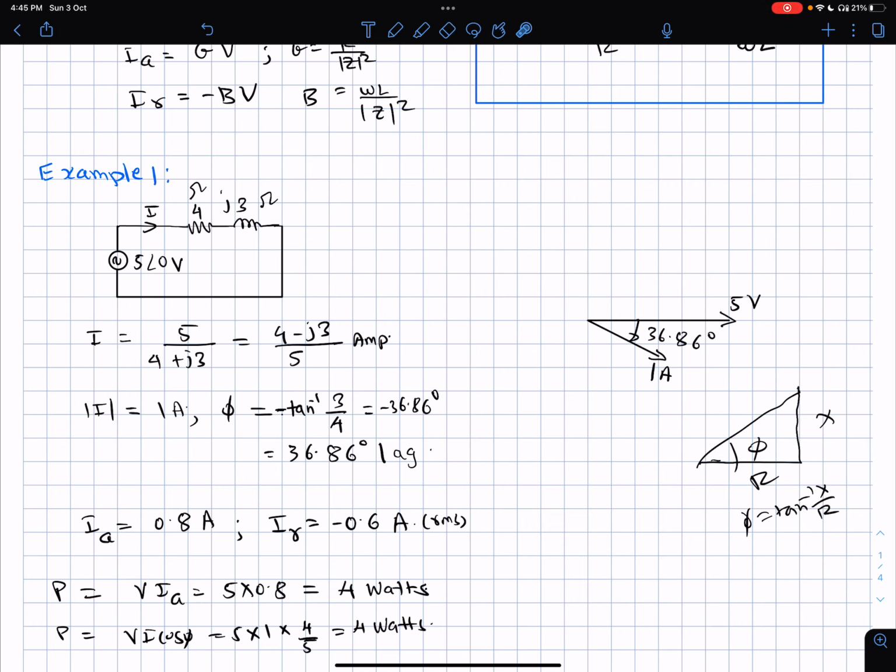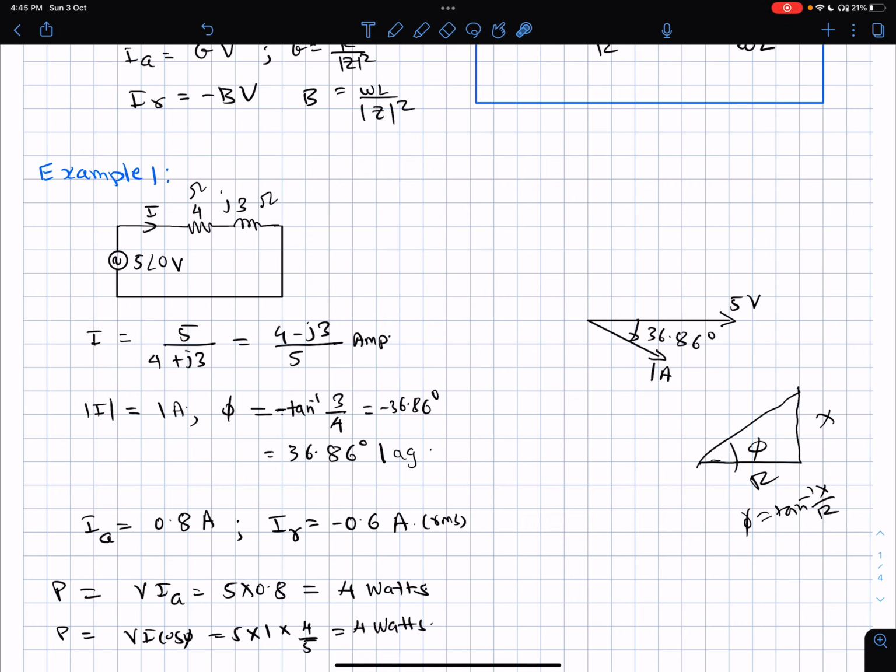So the current here, I have a figure somewhere here. Yeah, the current lags the voltage by 36.86 degrees, and if you project it down, this is my IA and this is my IR, and that's why IR is negative, because it's on the opposite side of the y-axis.